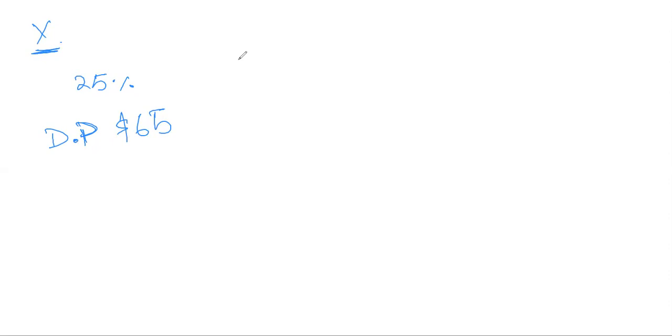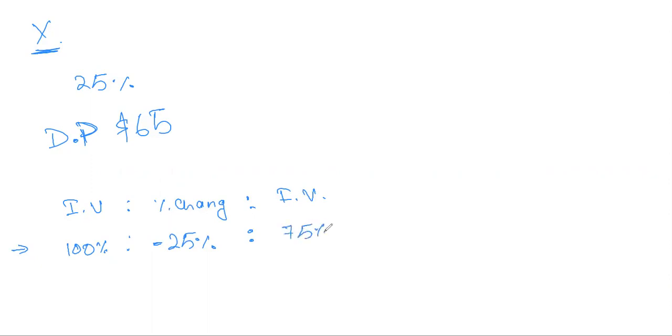So once again, we have initial value, percentage change, and final value. Clear? Initial value, we know in percentage terms, initial value is always the reference point, which is 100%. Percentage change is how much? Negative 25%, right? We have decreased the price. We have given a discount now, so the price would decrease. So my final value would be 100 minus 25, which is 75%. Clear?